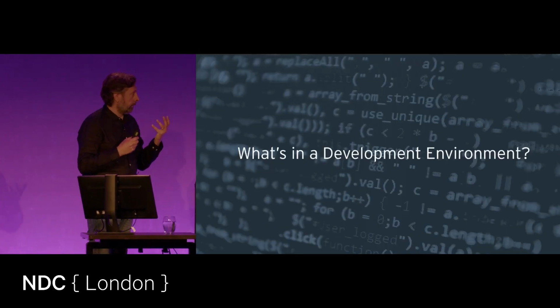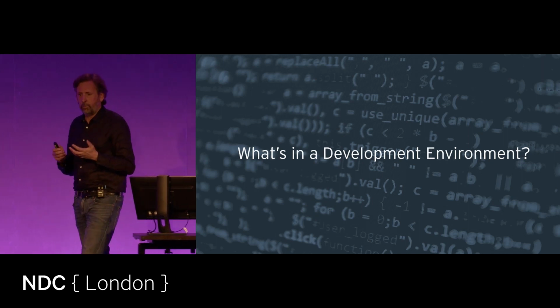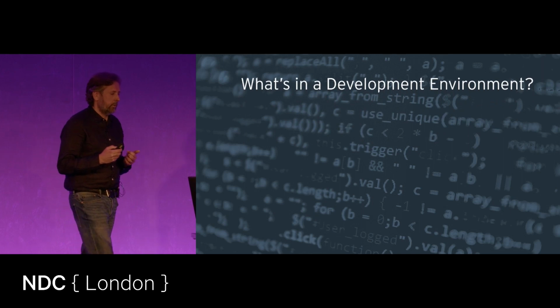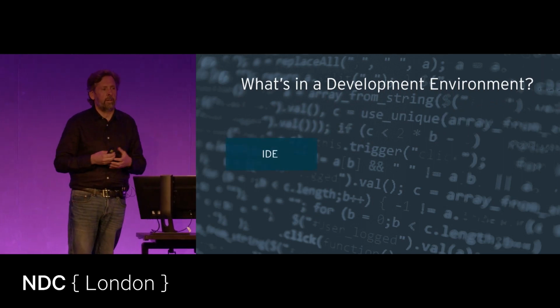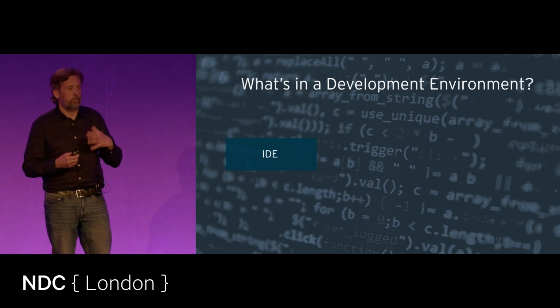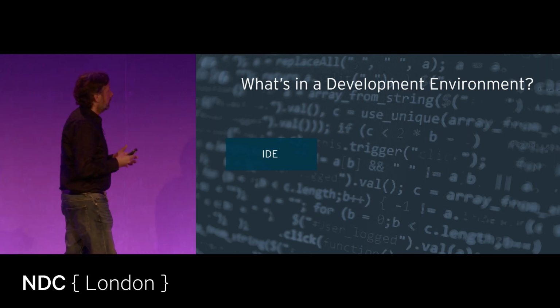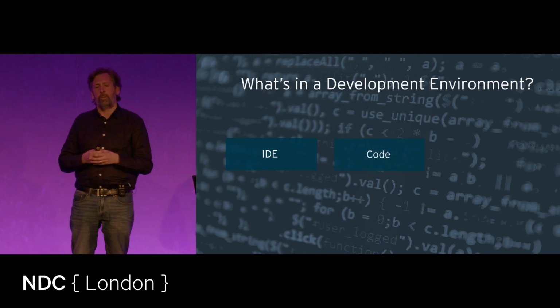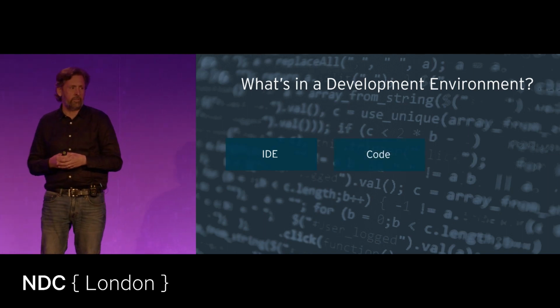So when we talk about a development environment, what is that? What's actually part of a development environment? Well, first up, there's some kind of IDE, somewhere where you actually write your code. It could be VS Code, Visual Studio, Vim, any text editor of your choice. And then there's code, right? You have to have some code to actually develop anything.